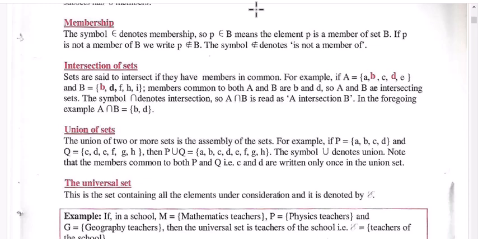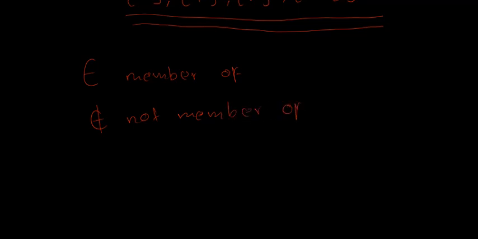So we have the symbol for member of. Then the other one is not a member of. These are the two symbols under membership. I believe these are straightforward.